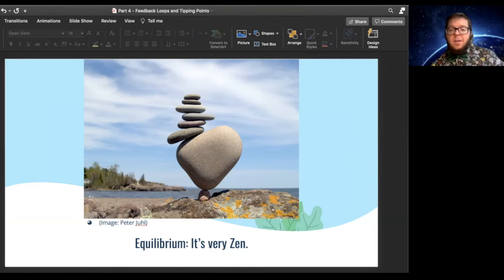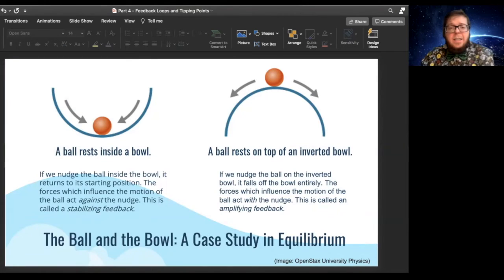Anyway, so here's a classic case study in equilibrium. First, I put a ball inside a bowl, and it stays there. In fact, this is very stable. If I give the ball a nudge, then gravity will pull the ball back down to the center of the bowl. So we call this a stable equilibrium.